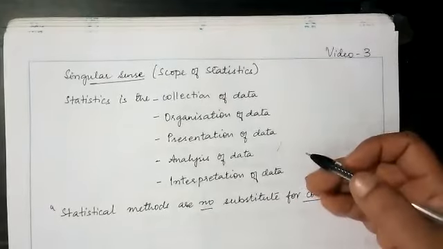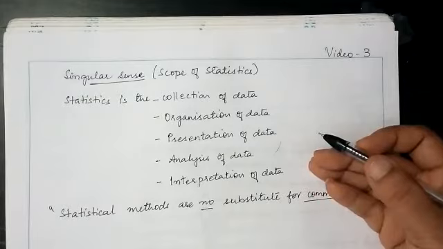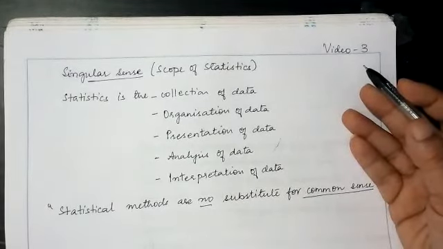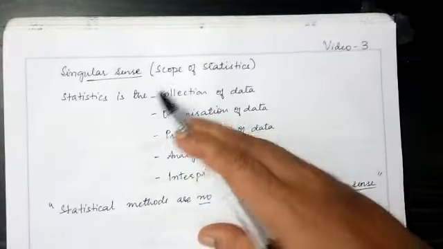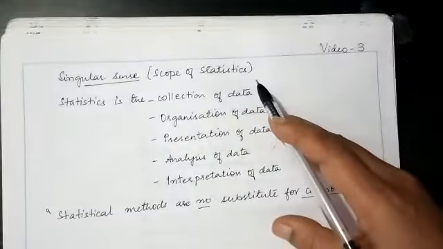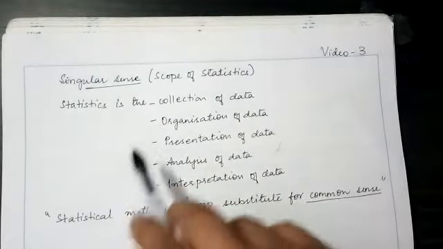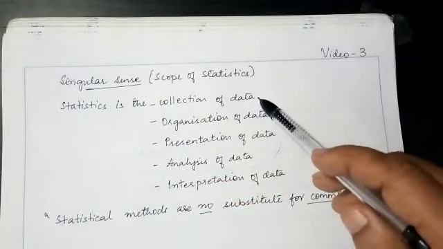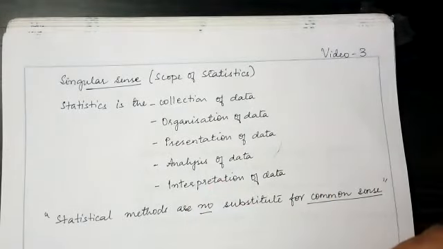In the previous video number 2, we learnt about the plural sense of statistics. In this video number 3, let's learn about the singular sense of statistics, or the scope of statistics. Now, in the singular sense, statistics is the collection of data. It is the first step in the statistical enquiry.